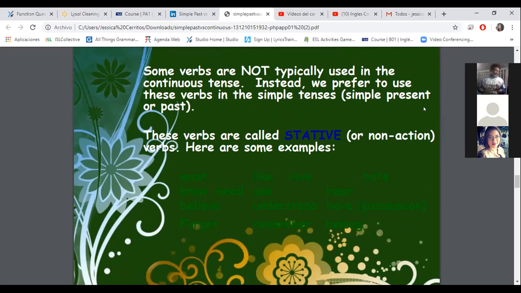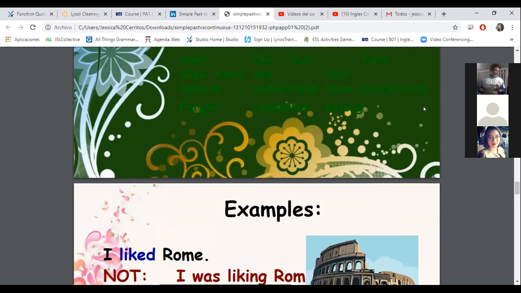Gerardo, please continue. These verbs are called stative verbs, or non-action verbs. Here are some examples. So we have want, know, believe, forget, need, like, see, understand, remember, love, hear, have, as in possession, belong, and hate. There are many, many more stative verbs, all right? But these are the ones that we're going to be pretty much working with, okay?